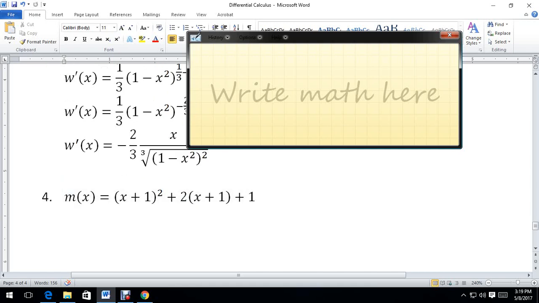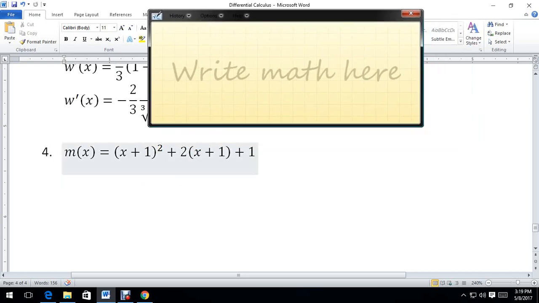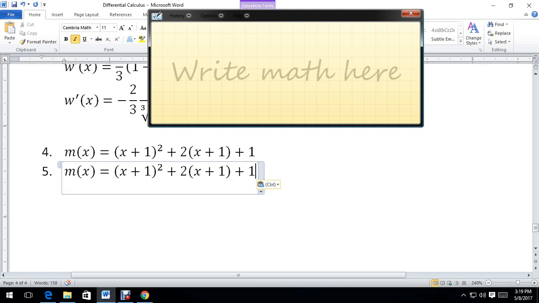Okay, so finally we have number 4. Fourth example, we have x plus 1 squared plus 2x plus 1 plus 1. Let's try to copy first. And m prime of x would be equal to.